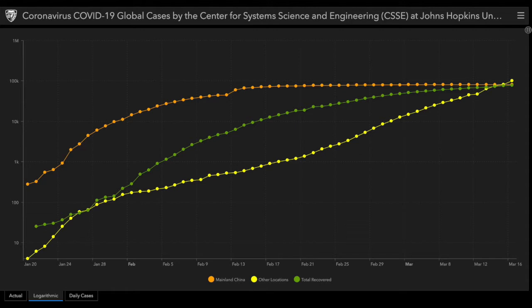So if we go back to the logarithmic chart, this orange line is the mainland China line, which they seem to have contained this virus based on what they're reporting. And what we're really looking at is this yellow line, these other locations. You can really just see how it's been a pretty straight line, which means the number of cases around the world has been growing exponentially in total.